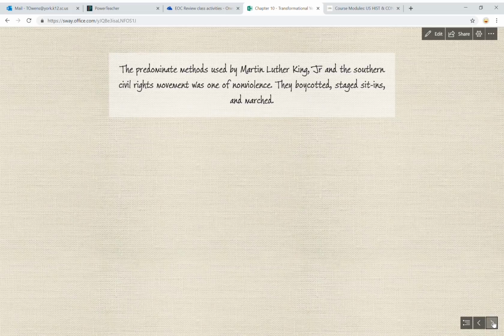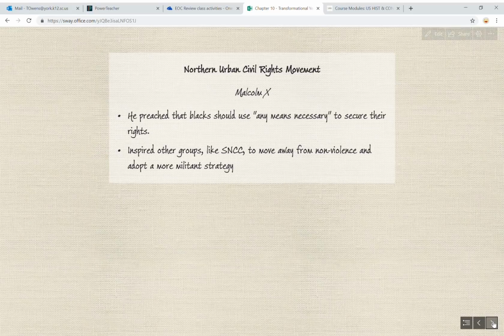Okay, so that's the Southern movement, and again, a lot of it's nonviolent because it differs greatly from the Northern urban civil rights movement, and these are two totally different movements. They have some of the same goals, but very, very different tactics. And some of that has to be that in the South you are fighting segregation by law, Jim Crow legislation, de jure.